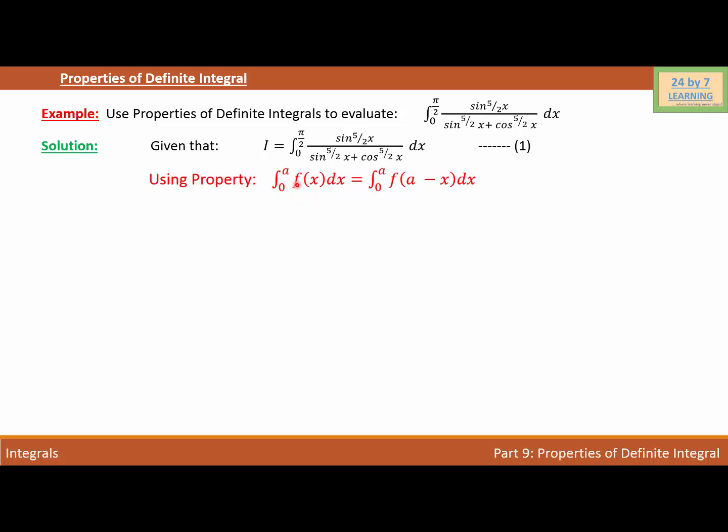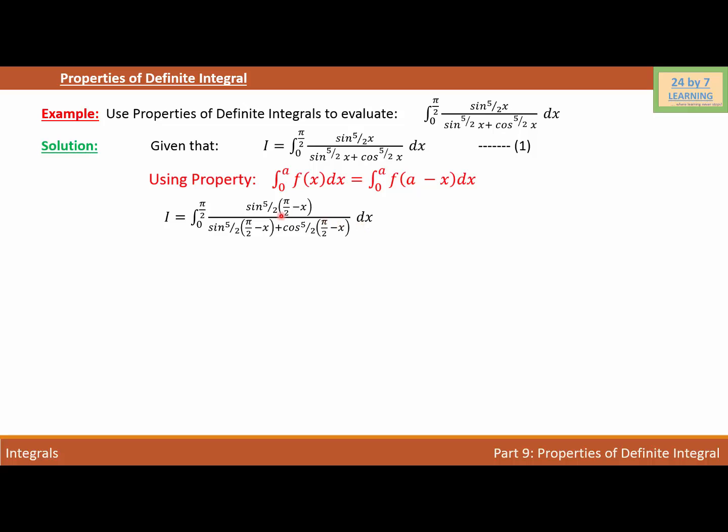Integration from 0 to a f(x) dx is equal to integration from 0 to a f(a minus x) dx. If we use this property, I will write I is equal to integration from 0 to pi over 2 sine to the power 5 over 2 of (pi over 2 minus x) over sine to the power 5 over 2 of (pi over 2 minus x) plus cosine to the power 5 over 2 of (pi over 2 minus x) dx.